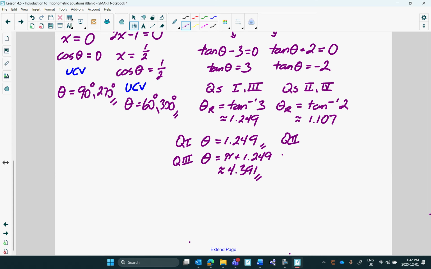For this equation, my answers are in quadrants 2 and 4. So in quadrant 2, theta is going to be pi minus the reference angle of this one, 1.107, which gives me about 2.035. And in quadrant 4, it's going to be 2 pi minus the reference angle, which gives me about 5.176.